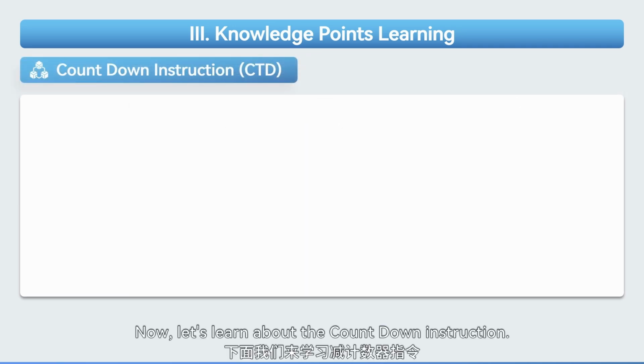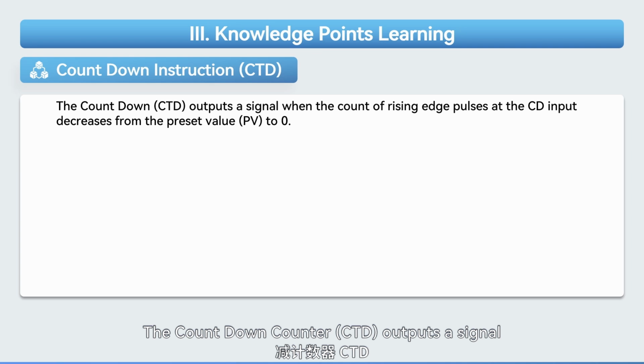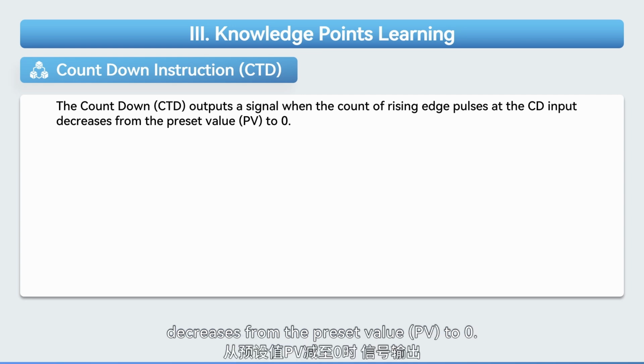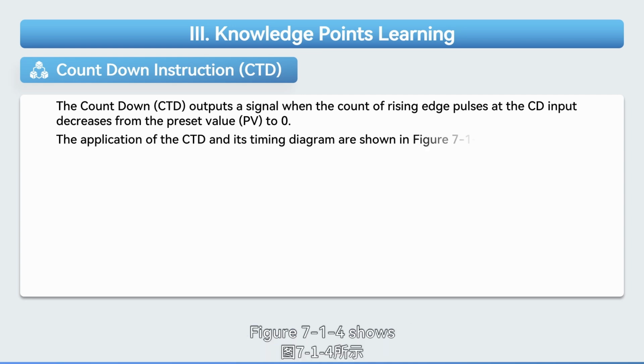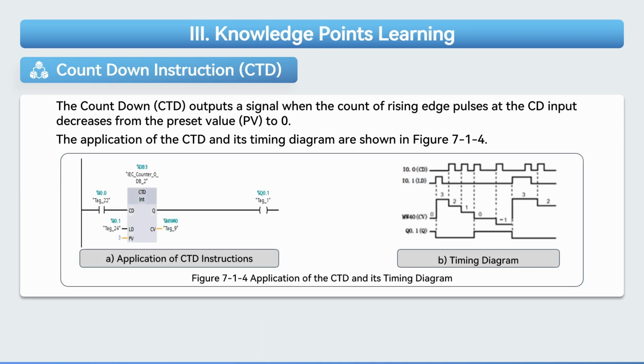Now, let's learn about the countdown instruction. The countdown counter, CTD, outputs a signal when the count of rising edge pulses at the CD input decreases from the preset value, PV, to 0. Figure 7.1.4 shows the application of the countdown counter along with the timing diagram.